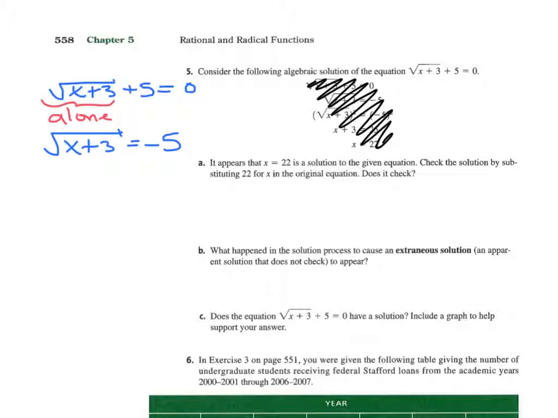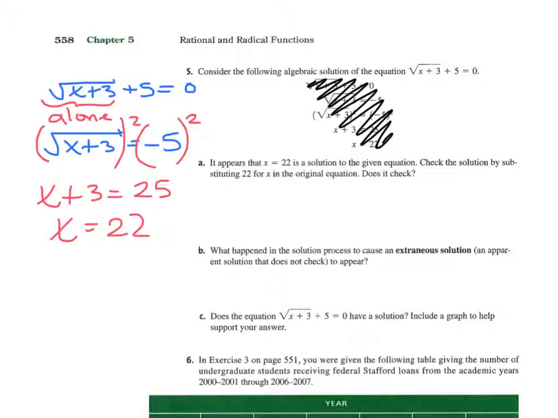Okay, now that I have my square root part of the equation by itself, now I'm going to square both sides. Okay, so a square and a square root will undo each other, they're inverses, so then I will just get x plus 3 equals 25. And I'll bring over that 3. Now I have a nice linear equation, and I get a 22. So the solving part's not too bad.